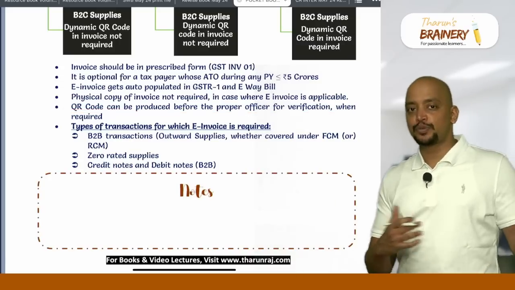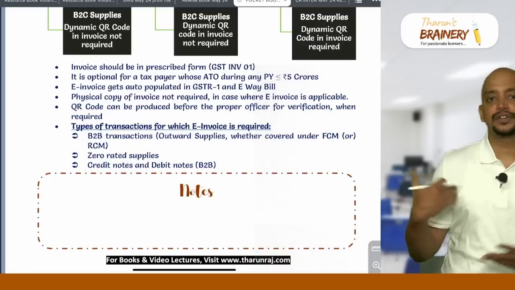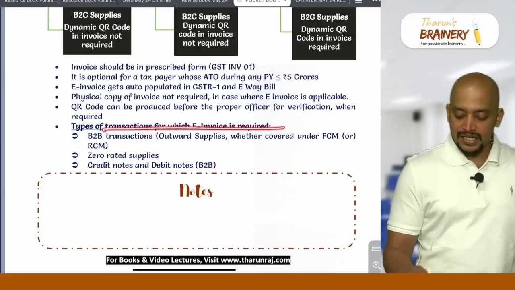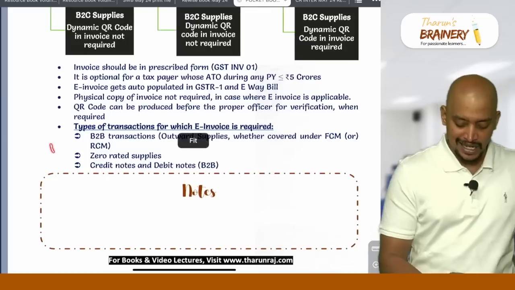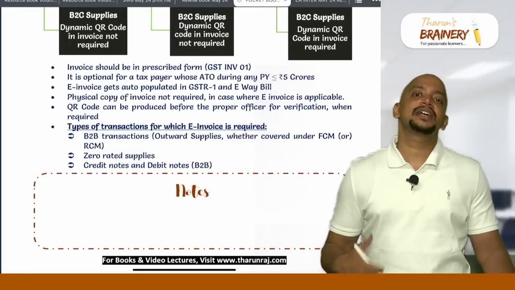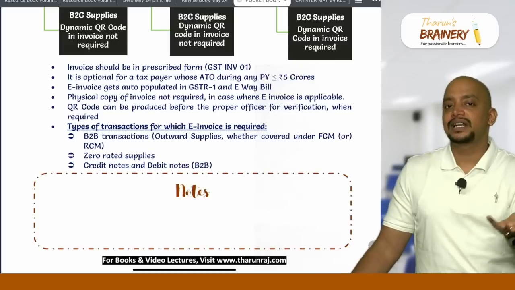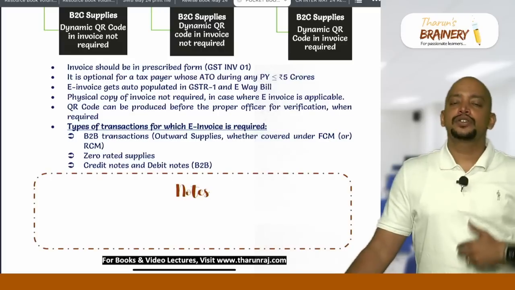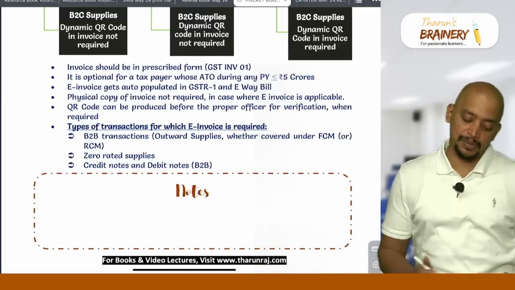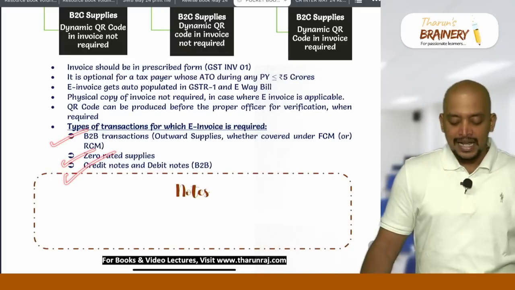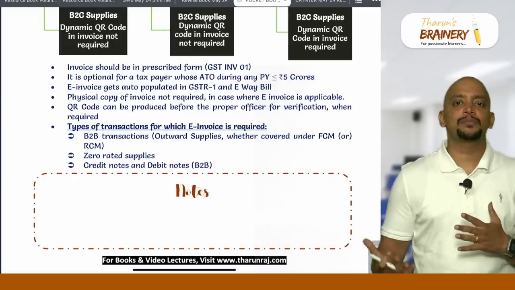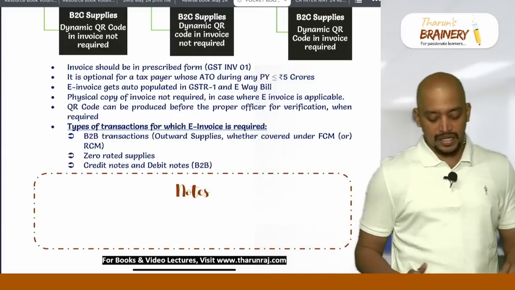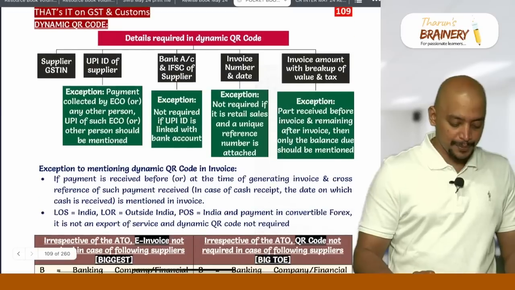So during the transportation, the proper officer can stop the vehicle and ask for the invoices. In that case, this QR code can be shown to the proper officer. And types of transaction for which invoice is required: all B2B transactions, whether the outward supply is covered under FCM or RCM. So if my outward supply is covered under RCM, even then I have to give the E-invoice. So whether it is FCM or RCM, for outward supplies E-invoice is applicable. Zero rated supplies and even credit notes and debit notes. For zero rated supplies, B2B or B2C classification shall not arise, so for zero rated supplies E-invoice is always applicable, and then credit notes and debit notes B2B.